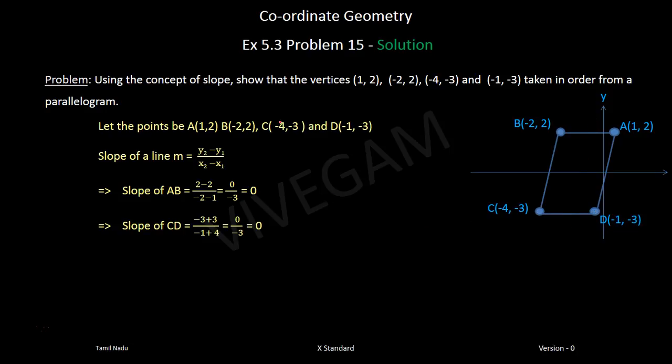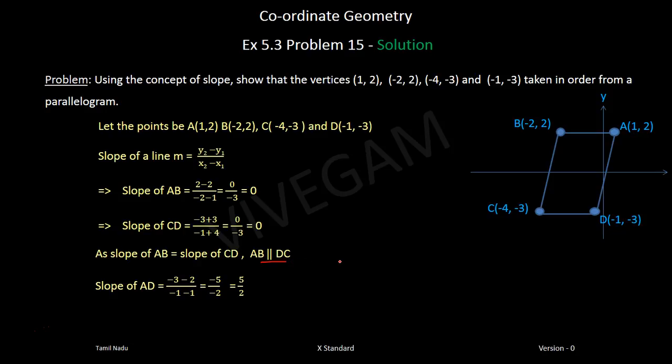So slope of CD, with C and D: it will be 3 minus 3 divided by x2 minus x1, which is -1 minus of -4, that becomes plus 4. So the numerator is 0 and the denominator is 4, so the slope is 0. You can see the slope of AB and the slope of CD are equal, which means AB is parallel to CD. CD or DC is the same, right? So one pair we have done. Let's do the next one.